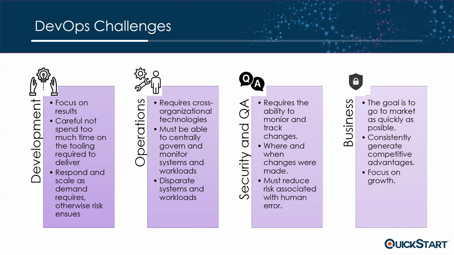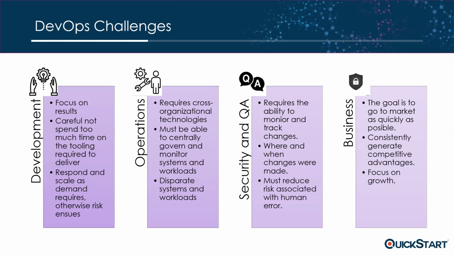So for security and QA, this requires the ability to monitor and track changes, obviously, and further to that, where and when those changes were made. Again, for security and QA, the emphasis is to reduce risks associated with human error, typically. So for business, the last block, the goal is to go to market as quickly as possible.